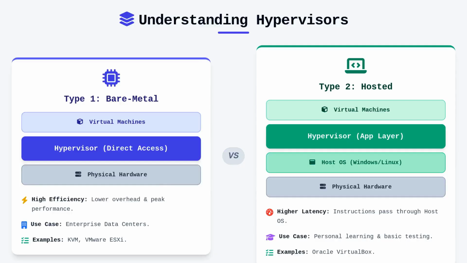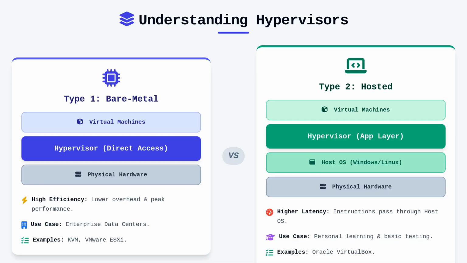To categorize these technologies, we distinguish between Type 1 and Type 2 hypervisors based on how they interact with the physical hardware. A Type 1 hypervisor, often called a bare metal hypervisor, runs directly on the host's hardware without the need for a host operating system. Examples include KVM, which is integrated into the Linux kernel, and VMware ESXi, which is designed explicitly for enterprise-grade data centers.